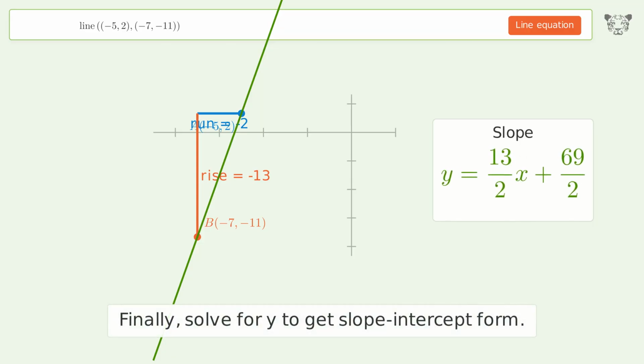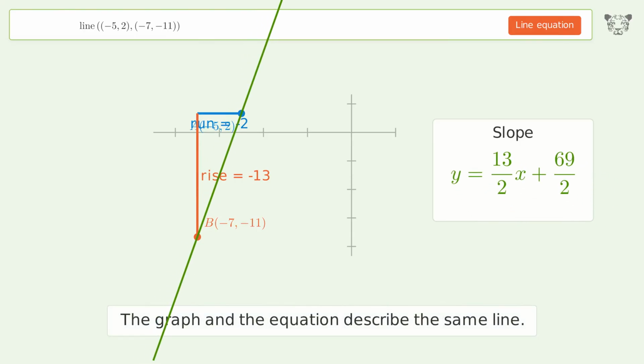Finally, solve for y to get slope intercept form. The graph and the equation describe the same line.